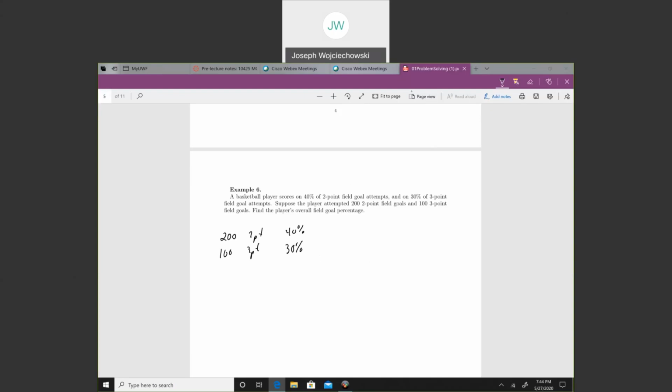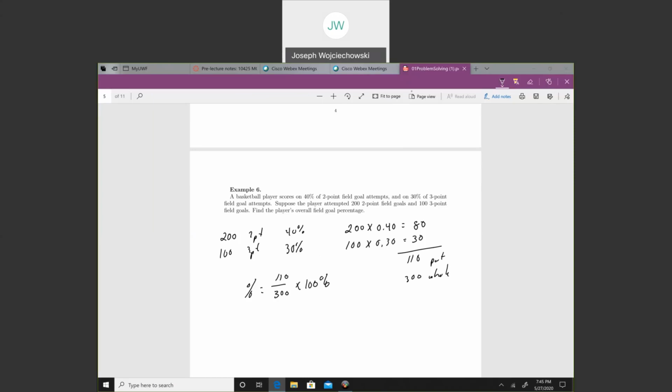So what we need to do is calculate 40% of 200. It's simply 200 times 0.40, which is 80. And we need to calculate 30% of 100, 0.30, which is 30. So the total number of shots completed was 110. This is the part. And 300 is the total number of shots, so that's the whole. So again, our percentage is simply 110 over 300 times 100%.